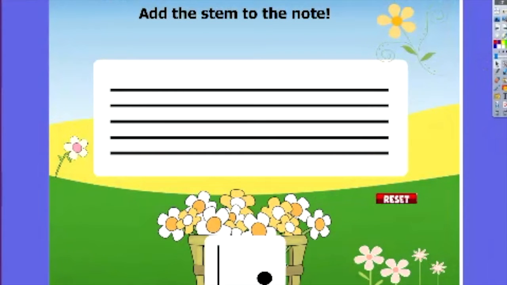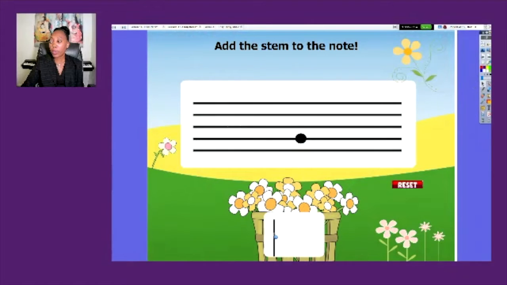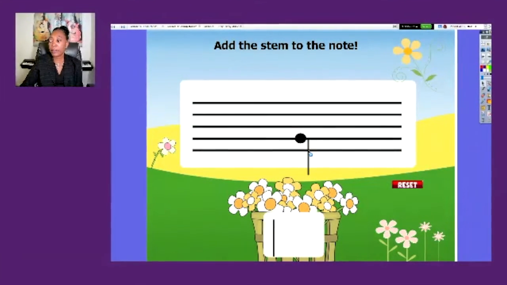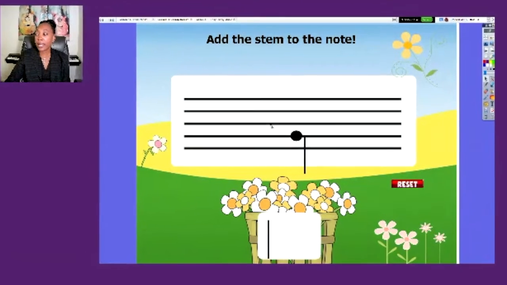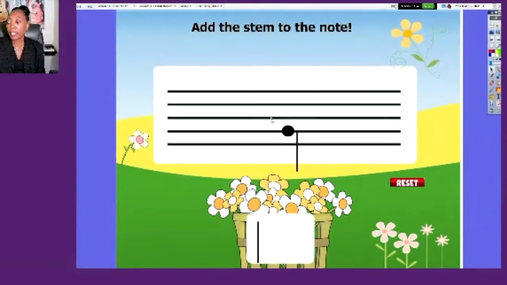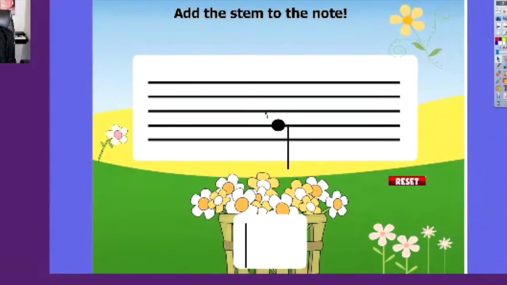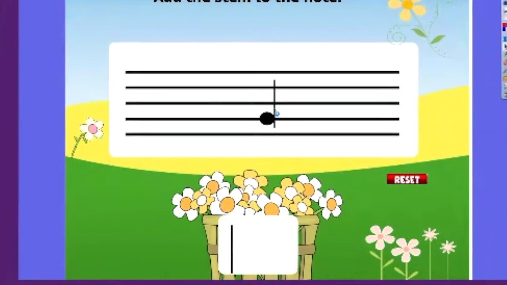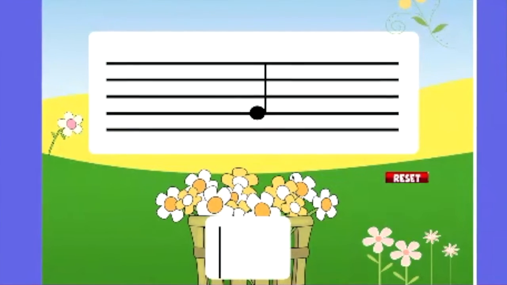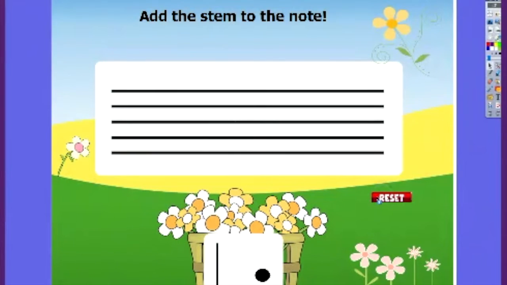So now let's have a little fun. I have a note head which is filled in, and I'm going to put it on the second line. So it is now below the third line. Where should I put my stem? Should I put it up to the right or down to the left? Well, we know from our learning that if a note head is below the third line, then the stem should go up to the right. Good job.